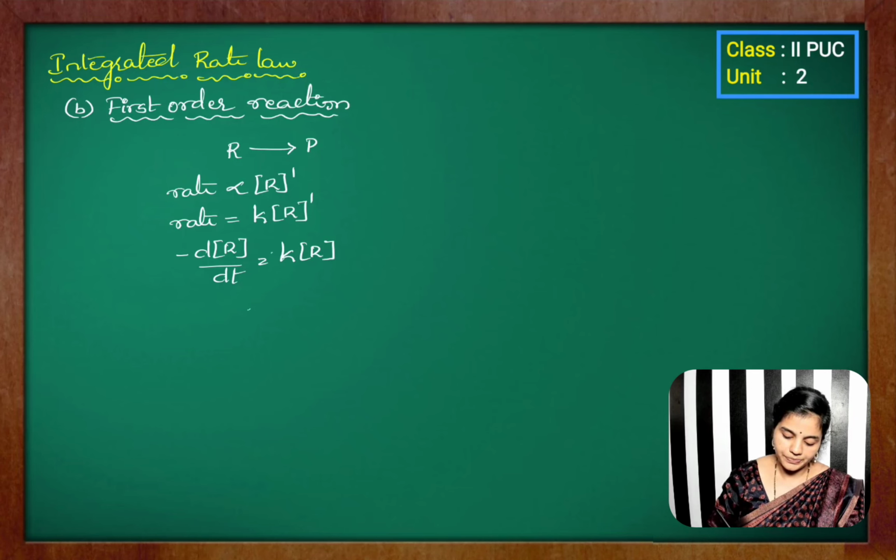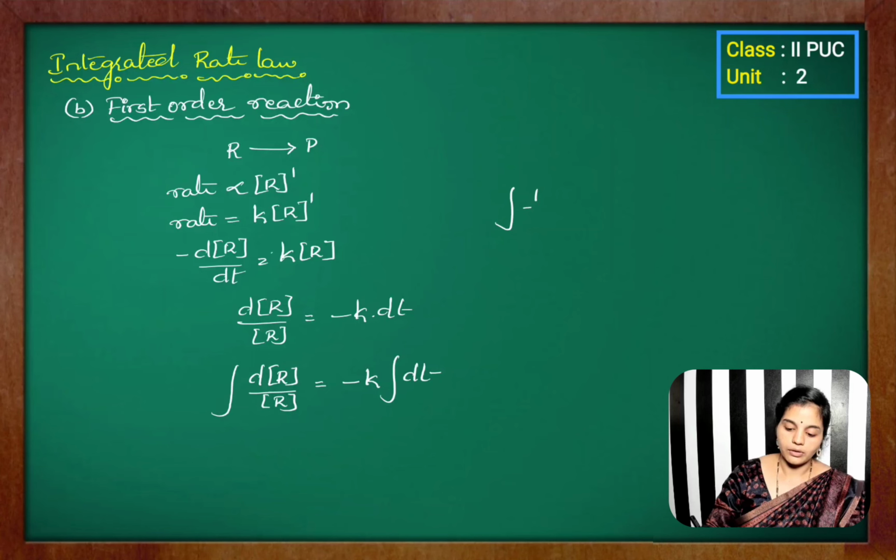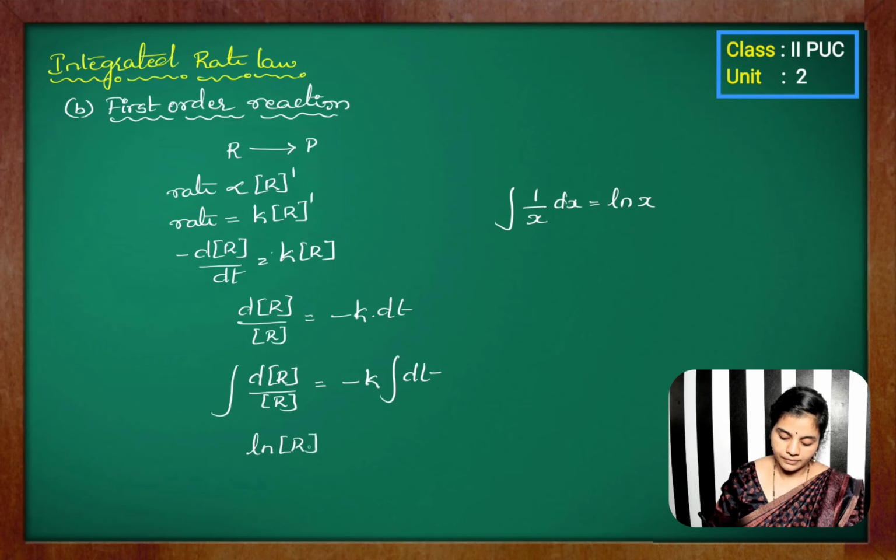Rearranging this equation, we can write dR divided by concentration of R is equal to minus K into dt. Integrating this expression on both sides, I can write integration of dR divided by concentration of R is equal to minus K, which is a constant, integration of dt. So we know that integration of 1 by x into dx is ln x. So here integration of 1 by R into dR is ln R, which is equal to minus K, integration of dt is t. So it is K into t plus integration constant C. So here C is constant of integration.